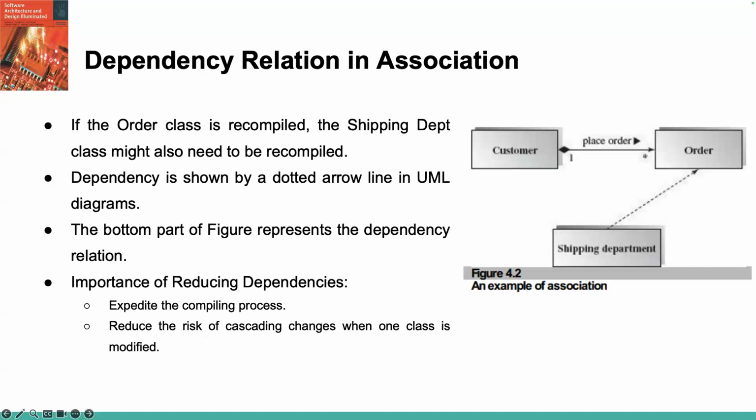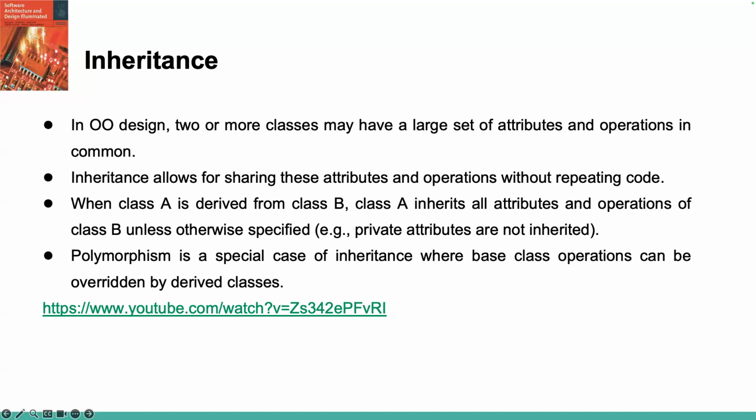Reducing dependency in software design is crucial for several reasons. When fewer classes depend on each other, you can modify and recompile code more quickly without needing to recompile everything. If one class changes, you want to minimize the ripple effect that forces multiple related classes to change as well. Reducing dependencies makes the system more robust and easier to maintain.